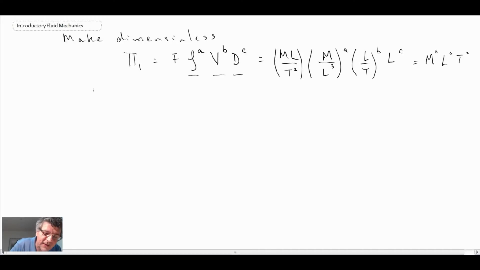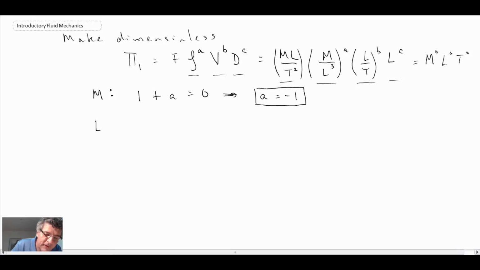This is the fun part of Buckingham Pi analysis, solving these equations. So we take our mass, and when we look at the mass term, what you do is you look at all of the contributions to mass that are on the left, and you equate it to 0 on the right. We get a 1 plus an a is equal to 0, and that tells us right off the bat that a is equal to minus 1.